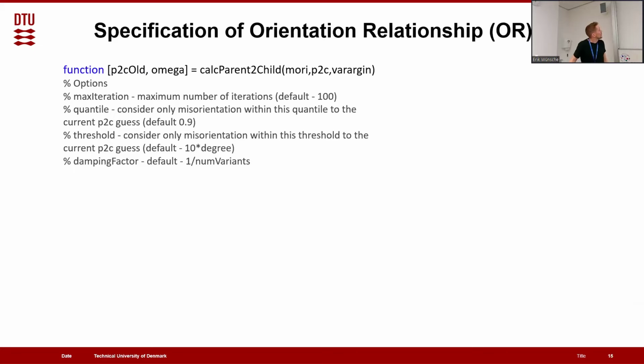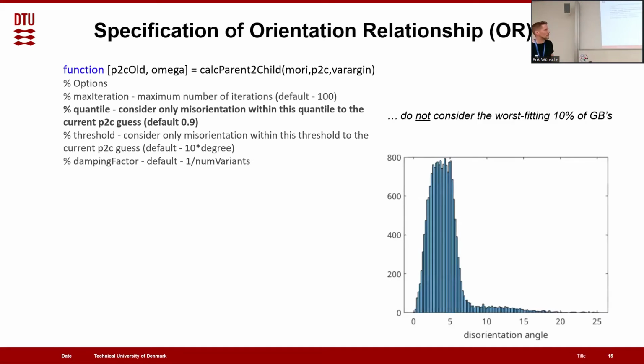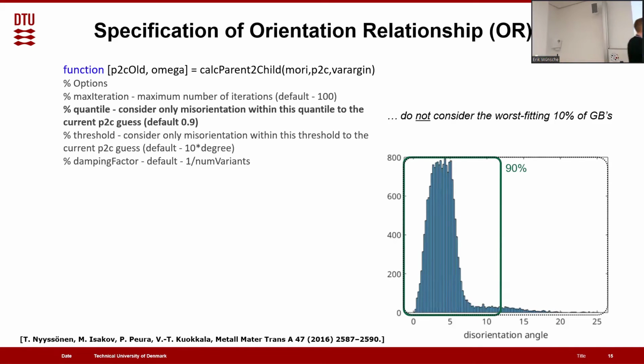So the next thing is then, no, it's not the next thing, sorry. I'm going to talk about two parameters that one can set while doing this iteratively. So this is the iterative refinement of the orientation relationship function, and there are some values that are usually set as defaults, but you can access them and change them. For example, one of them is quantile. Quantile is usually set to 0.9, and that usually means do not consider the worst fitting 10% of the grain boundaries for estimating the orientation relationship. So if you say this is 90% of our data, then this data here is discarded for the fitting procedure to get the optimized orientation relationship.